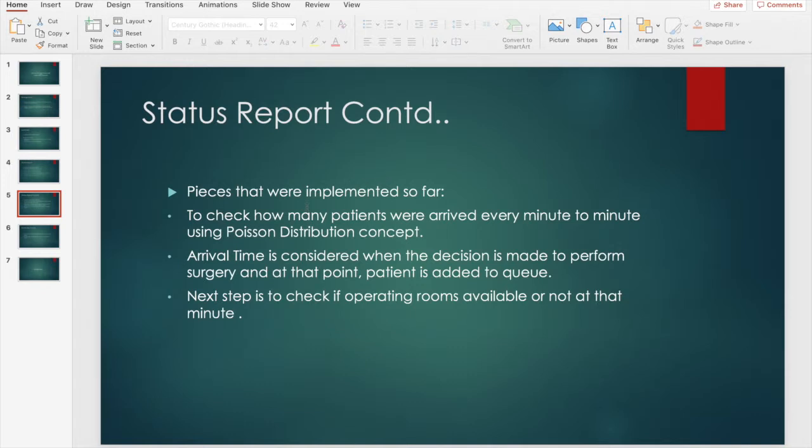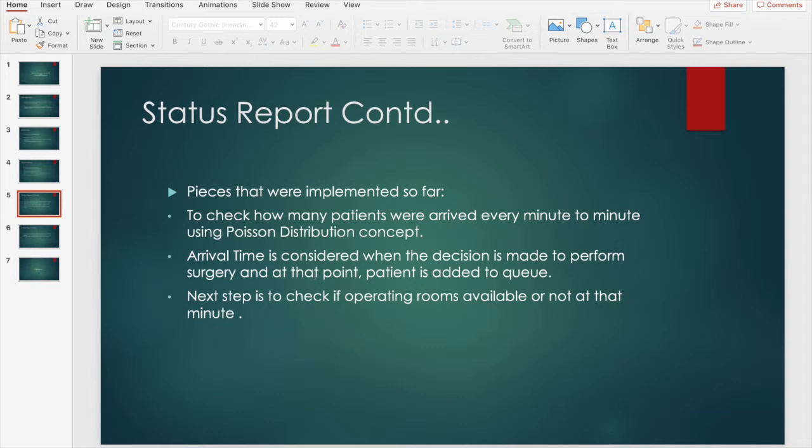And so far, the pieces I have implemented in the code check how many patients arrived, because it runs minute to minute, for every minute. I use the concept of Poisson distribution here. And whoever the patients that arrived, I'm adding them to the patient queue.